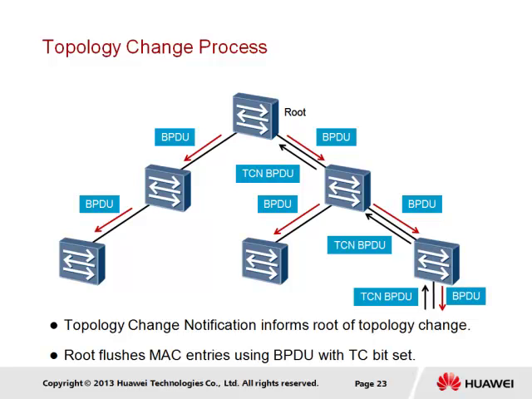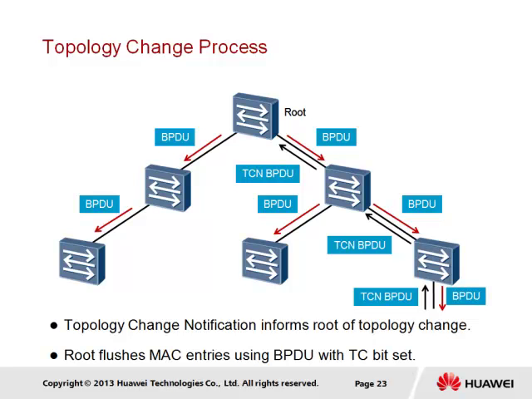Within the TCN BPDU, there are two bit values, referred to as the topology change bit, or TC, and topology change acknowledgement bit, or TCA. Once the TCN BPDU reaches the root bridge, a BPDU is generated by the root bridge and forwarded downstream. The TCA will inform the downstream switches that the root bridge has received the TCN BPDU and transmission of this BPDU can now cease.